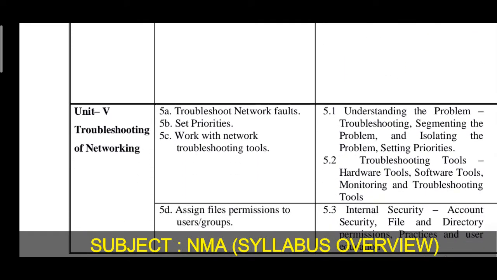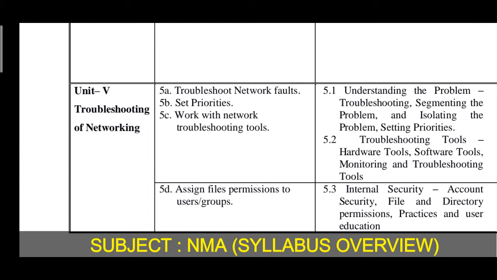Here is chapter number 5, troubleshooting of networks. So troubleshoot network faults, set priorities, work with network troubleshooting tools, assign file permissions to user groups, and internal security troubleshooting tools, related hardware and software monitoring, as well as isolating the problem, setting priorities, segmentation problems, and so on. So with these types of network troubleshooting, we have to troubleshoot the networking.